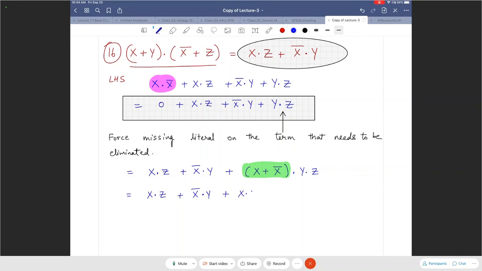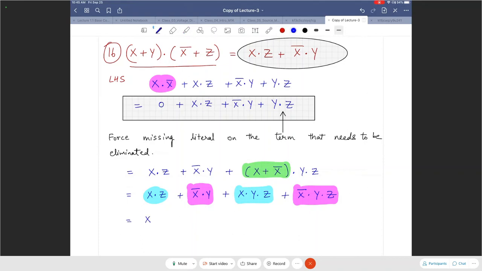I've got x and y and z, or x complement and y and z. Now what I'm going to notice is, can I have something common between any pair of terms? So I recognize that x and z and the third term, x, y, and z, have x and z that is common. The next thing that I'm going to notice is x complement and y, and x complement and y and z have x complement and y that is common to them. So I'm just going to simply combine them like that.